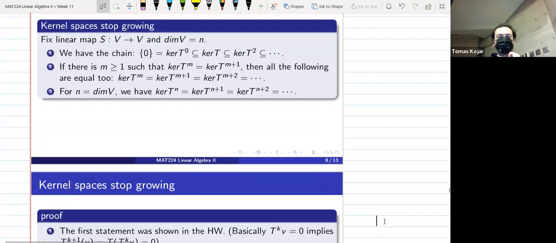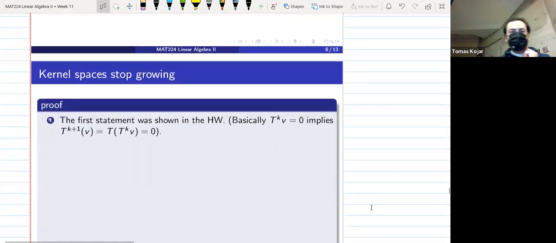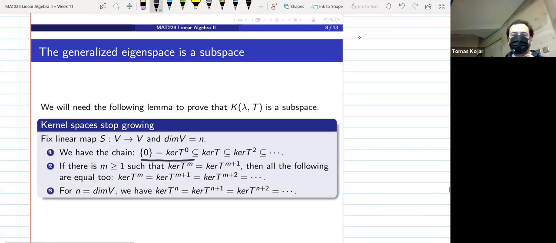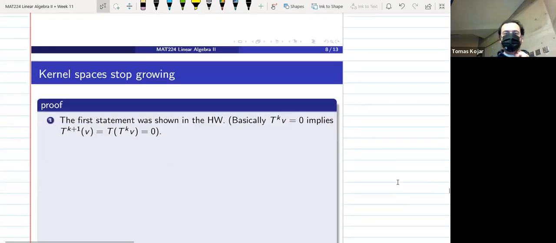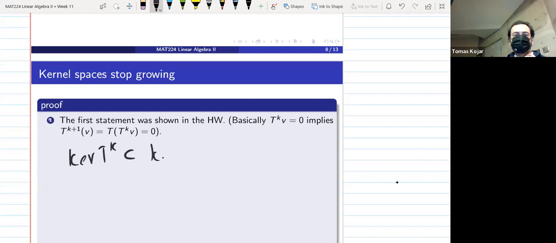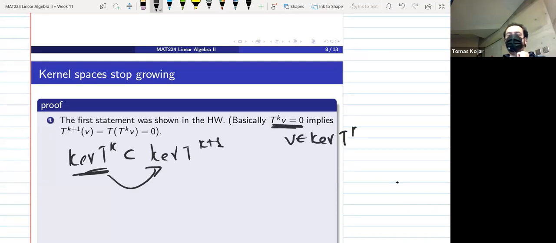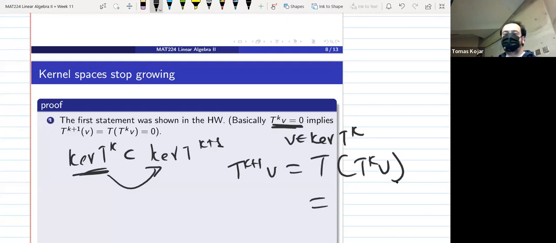Okay, so let's work through it. First I have to prove the thing from the homework. I'm talking about the chain of kernels of powers. The way you prove that the kernel of T^k is inside the kernel of T^(k+1) is you have to show that every element in here is in here. So take a v that is in the kernel of T^k, and then act with T. You just have to show that T^(k+1) v is zero. So you write it like this, but then this guy is in the kernel, which is zero. Right, good.